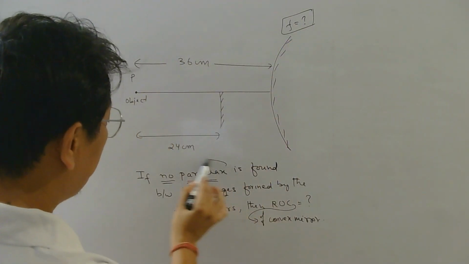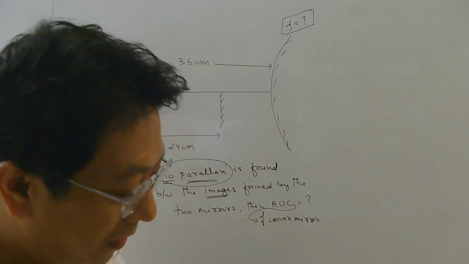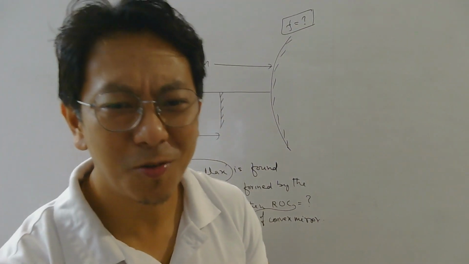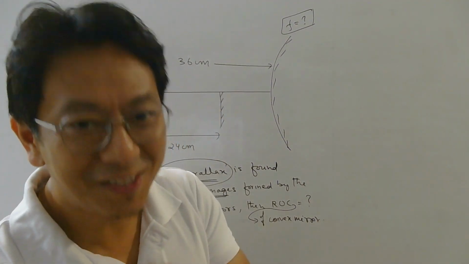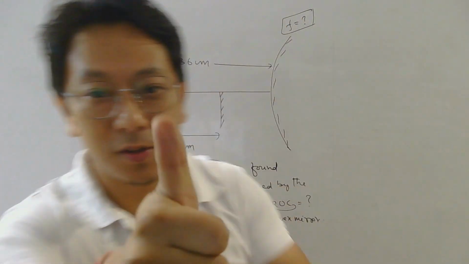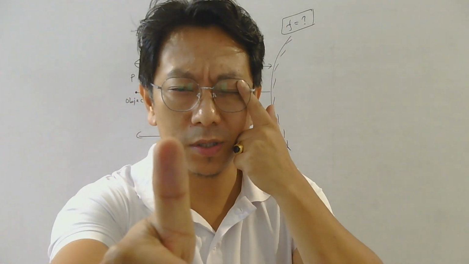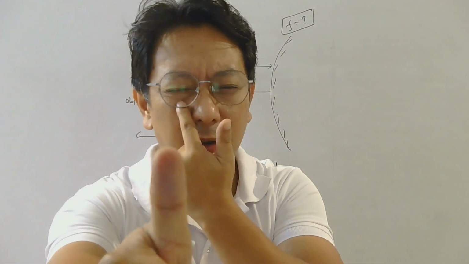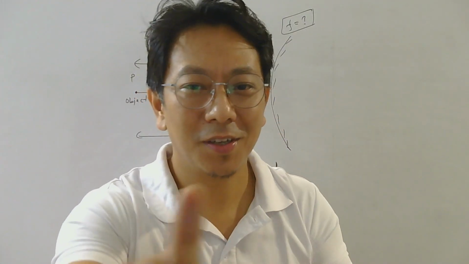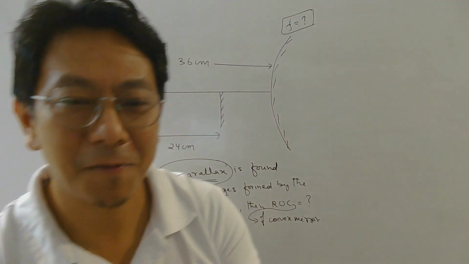Now what does no parallax mean? In first PU, if you remember, in units and measurement they teach you that if you keep your thumb like this, and you see the thumb from the right eye and the left eye, you will see it shift. That shift is called parallax shift.